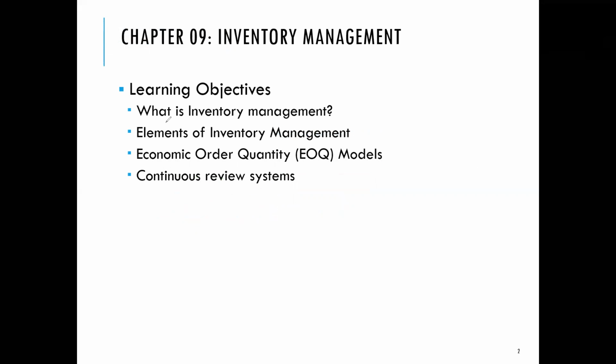Okay, so basically there are 4 learning objectives from this chapter. We will first discuss what is inventory management. Then we will move on to the second learning objective, which is elements of inventory management. Then we will discuss economic order quantity models. And finally, we will conclude this chapter by having a comprehensive discussion on continuous review systems.